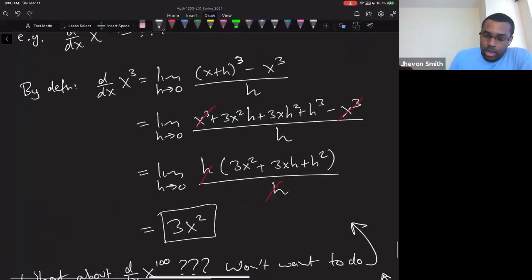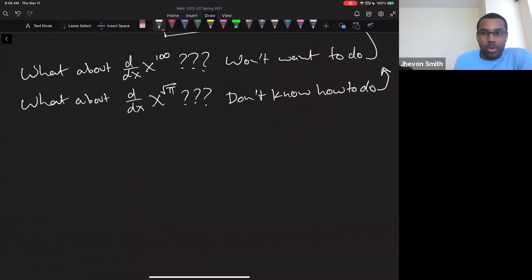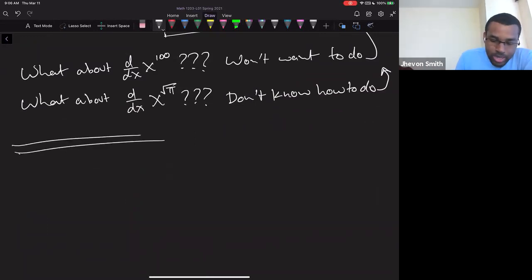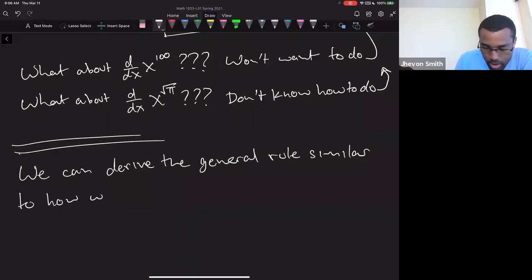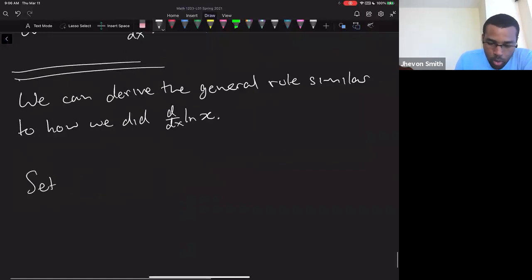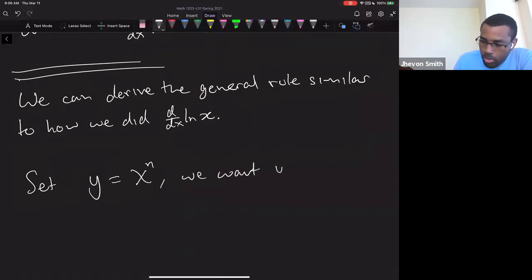So let's actually figure it out. Turns out we can do it in a similar way. We can derive the general rule, similar to how we did the derivative of ln x. Set y equals x to the n. Of course, we want y prime.